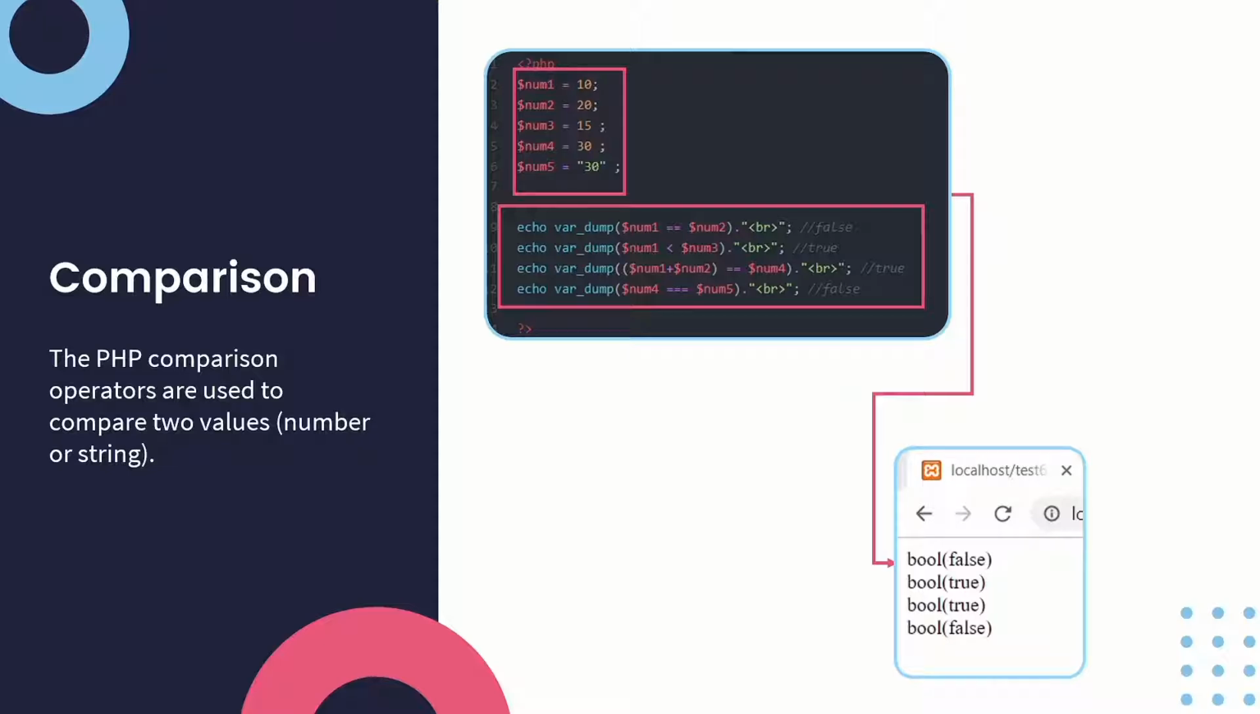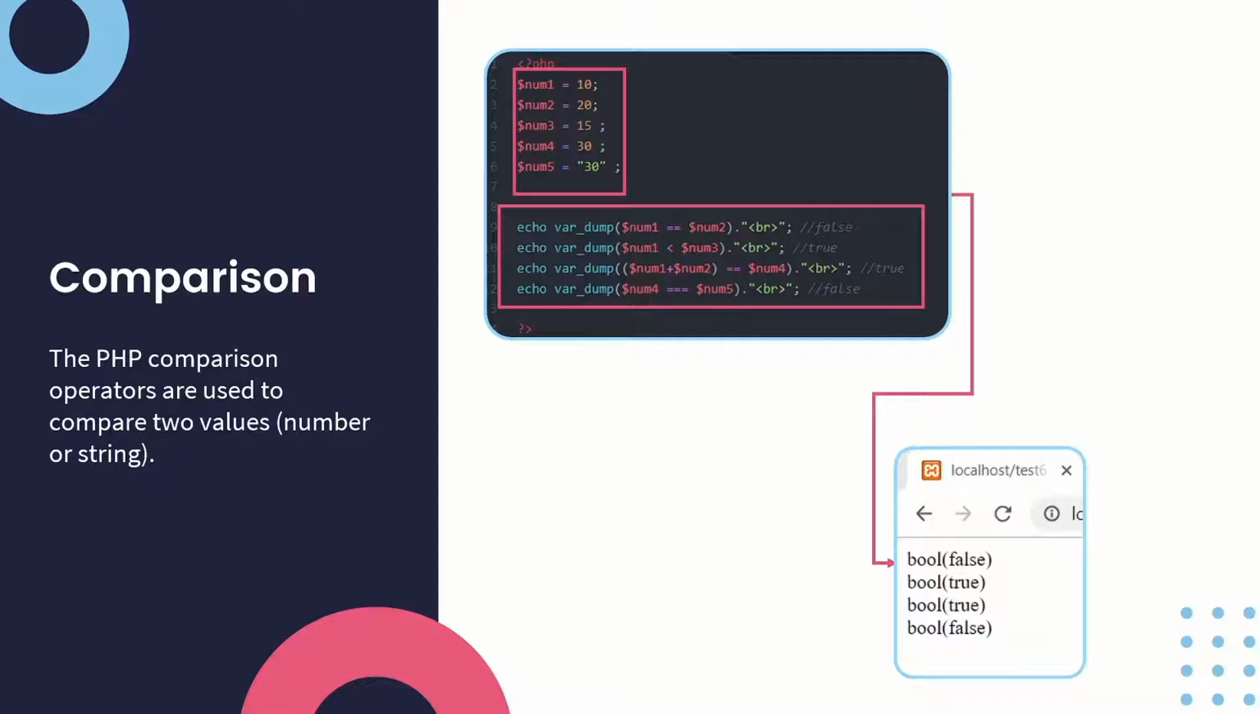Let's have a look at the second one, where we call echo var dump on num1 and num3. So the question we are posing here is, is num1 less than num3? So if we have a look at our variables, num1 is 10 and num3 is 15. So therefore, this will return true. Why?